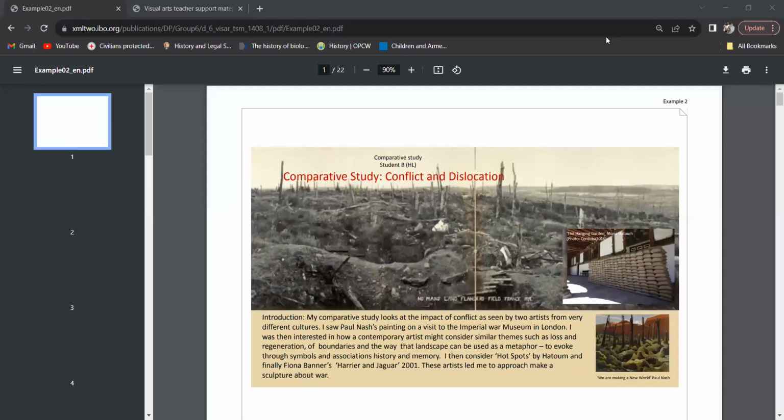So for my topic, I chose conflict and dislocation by student B. I'm looking at example 2 today, so let's get into it. The introduction immediately is a brief explanation of what they are looking at, what they're analyzing.